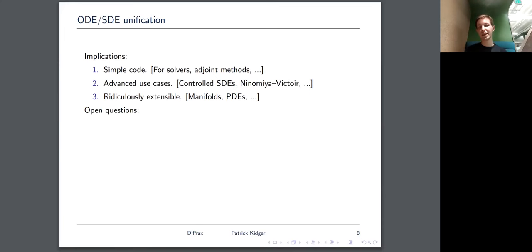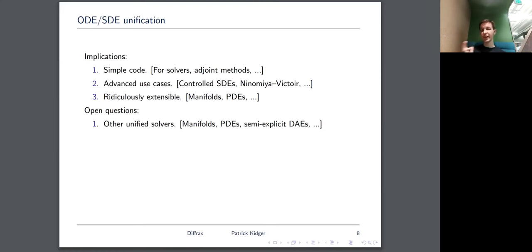And now we get to, I think, possibly one of the most exciting parts of the talk, which is open questions. I've been talking about all these things that we've done, but this motivates a lot of things that we haven't done and I don't know the answers to. So things like broadening this unification, right? So we've got ODEs in there, we've got SDEs in there, we've got folks starting to figure out manifolds, we've got folks starting to figure out PDEs.